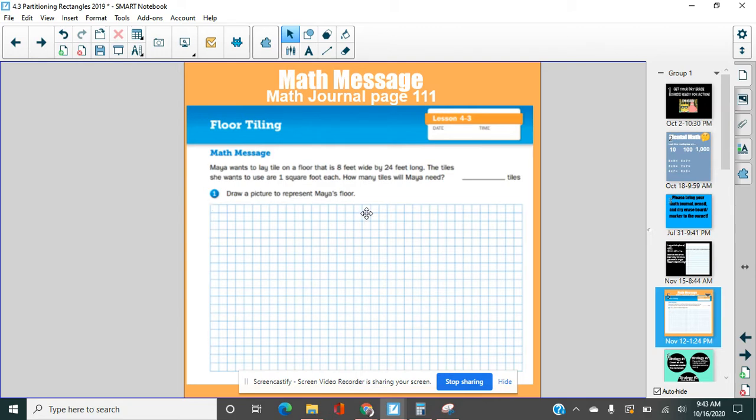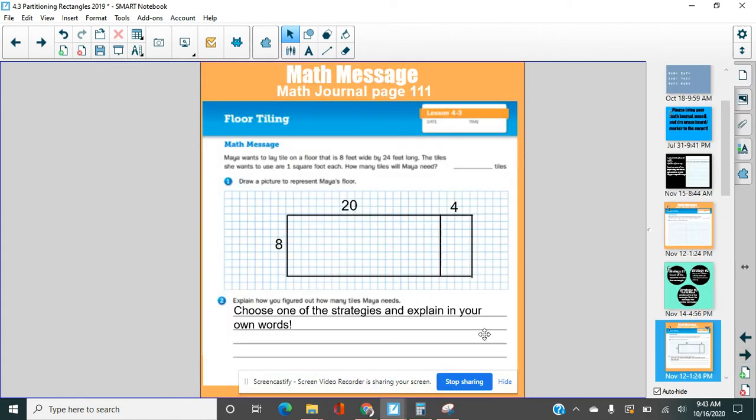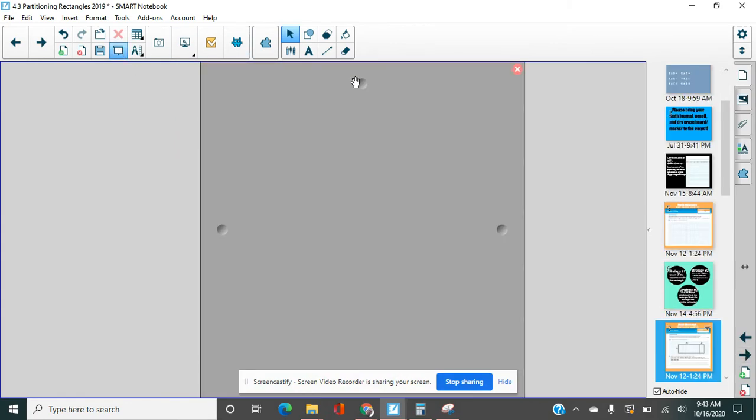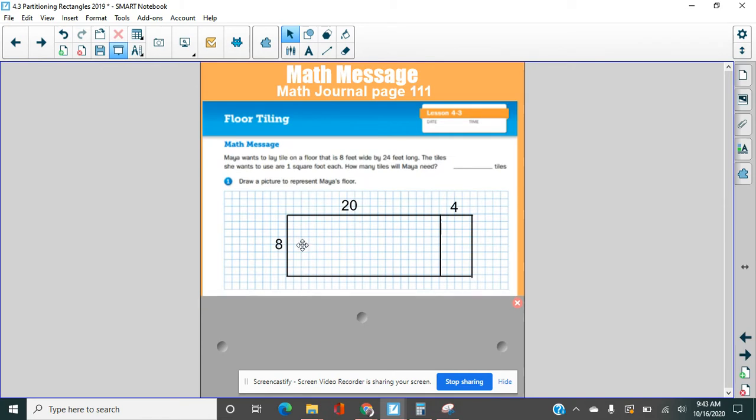All right, so now we're going to draw the floor here. I'd like for you to draw this floor. Now, look at what I did here. It is 24 feet long, and so I did 20 and 4. You see what I did there? I'll give you a moment to go ahead and draw this on your paper. You're going to need this in just a moment.